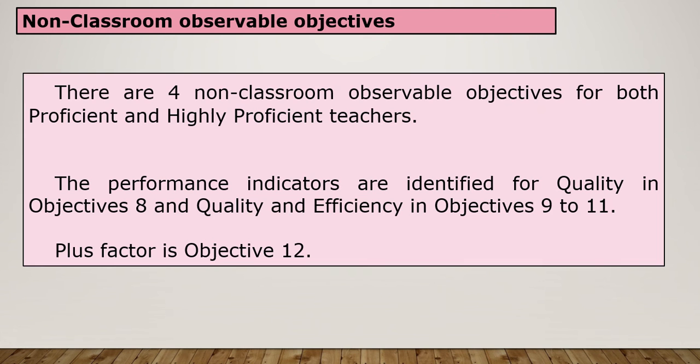For the non-classroom observable objectives, there are 4 non-classroom observable objectives for both proficient and highly proficient teachers. The performance indicators are identified for quality in Objective 8 and quality and efficiency in Objectives 9 to 11. Then the plus factor is Objective 12.